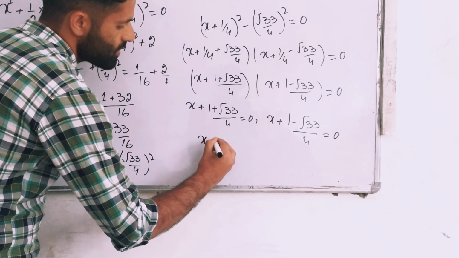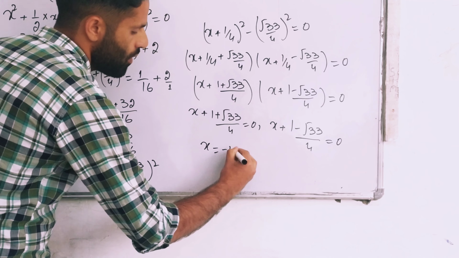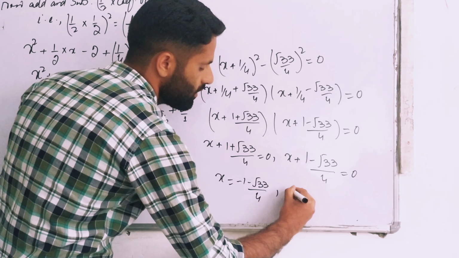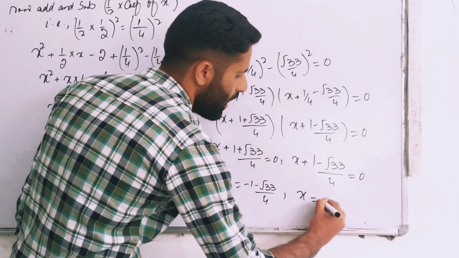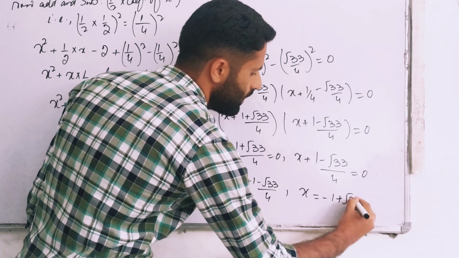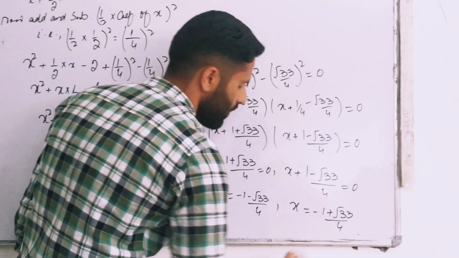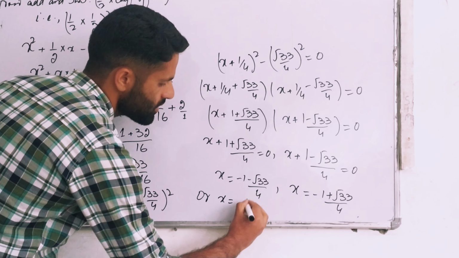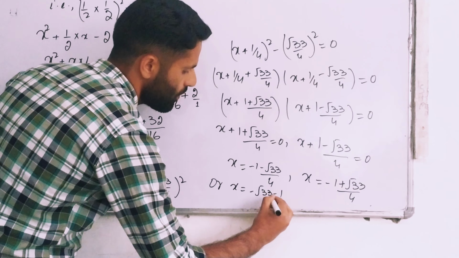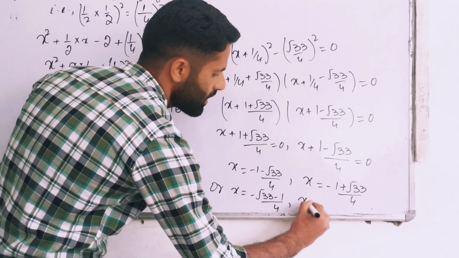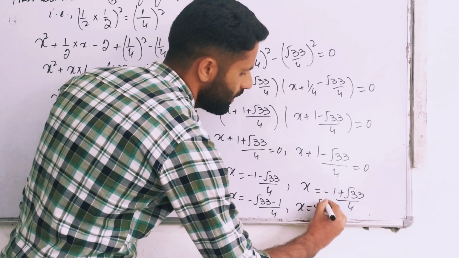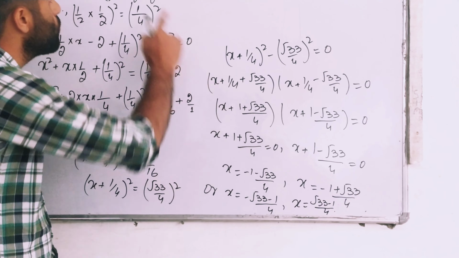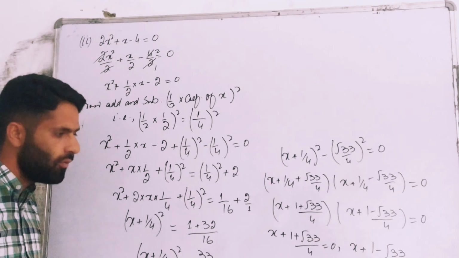Transpose this, it becomes x is equal to minus 1 minus under root 33 divided by 4, and the other term will be minus 1 plus under root 33 divided by 4. Or you can write it as x is equal to minus under root 33 minus 1 divided by 4, and x is equal to under root 33 minus 1 divided by 4. These are the two roots of this quadratic equation.